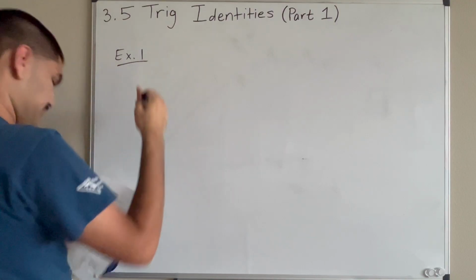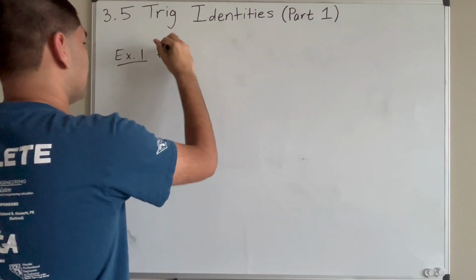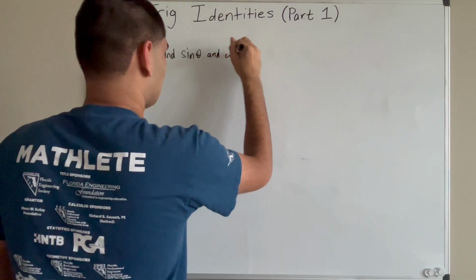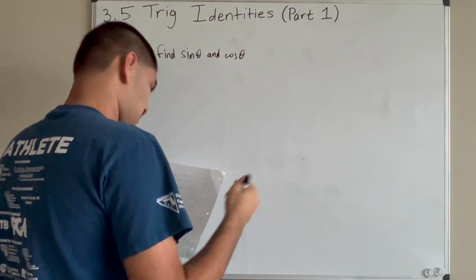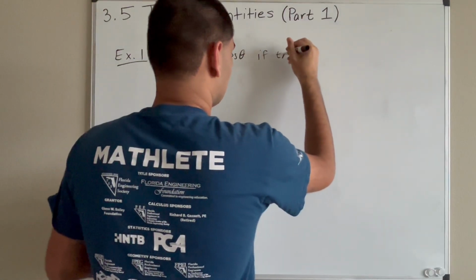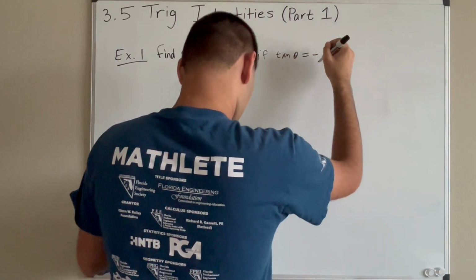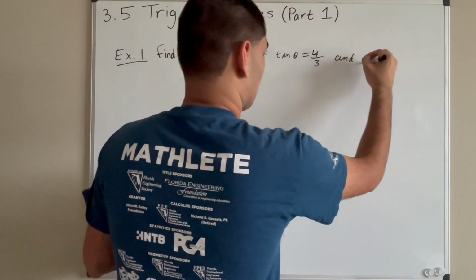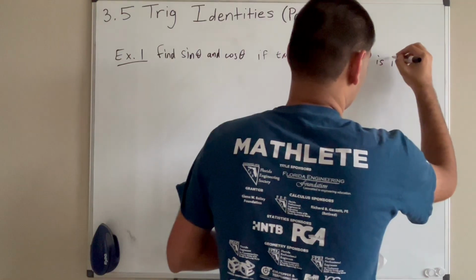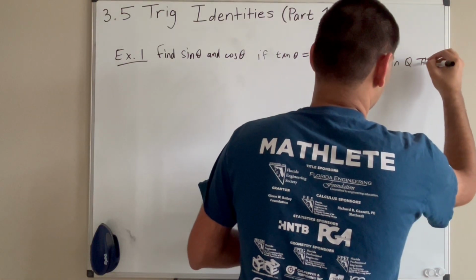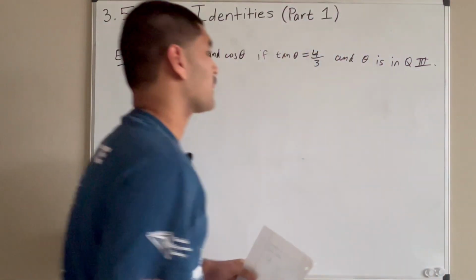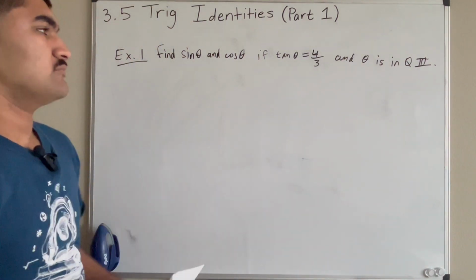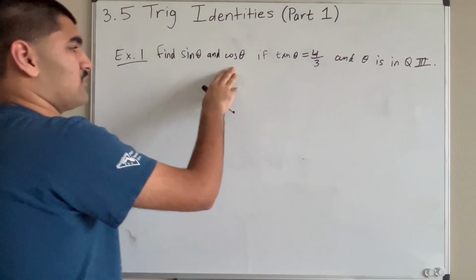Example 1. Let's find sine theta and cosine theta if tangent of theta is equal to 4/3 and theta is in quadrant 3. Okay? So how do we start this problem? We want to find sine and cosine, right?